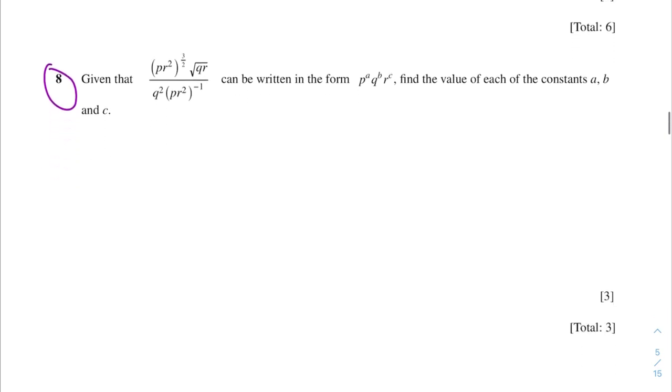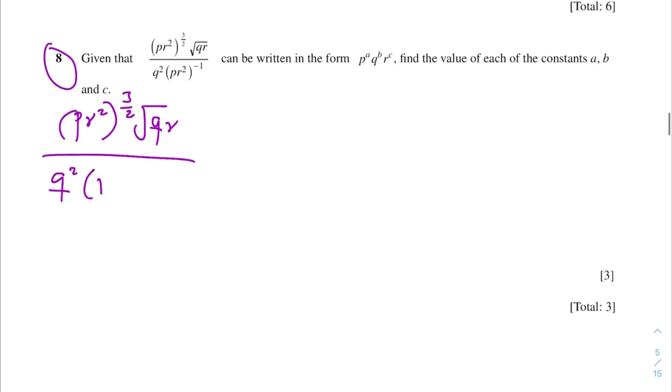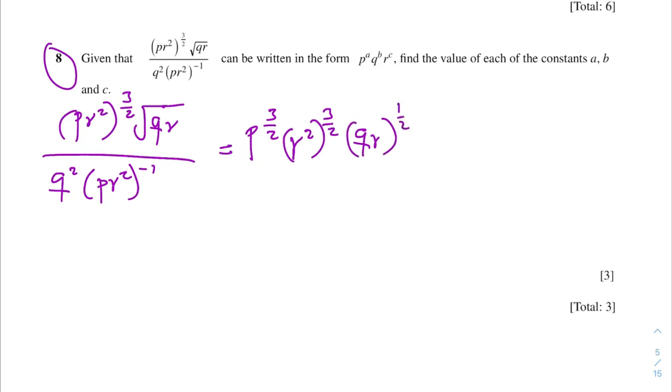All right, now a similar question is here. Let's give it a try. We have (P R square) all to the power 3/2, and then we have root QR all over Q square (P R square) to the power -1. Now we can expand the first one, so we have P to the power 3/2, and then R square to the power 3/2. Then when you see root QR, that means that it's QR all to the power half. Every square root is to the power half.